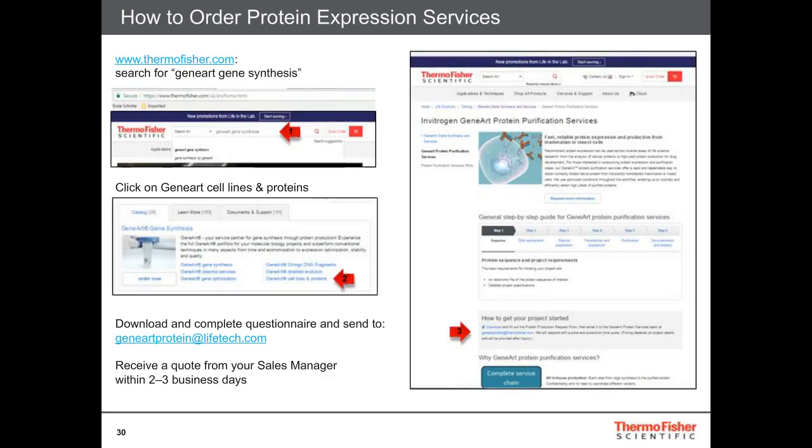Here you can download a very brief questionnaire where you simply can provide to us your amino acid sequence, your protein sequence, where you can choose the expression system you want to go for, where you can choose the epitope tag you want us to use for purification, and some additional things that might be requested by you as the customer. You send them to us to a mailbox, and then usually within 2 to 3 business days you receive a quote from your respective sales manager.